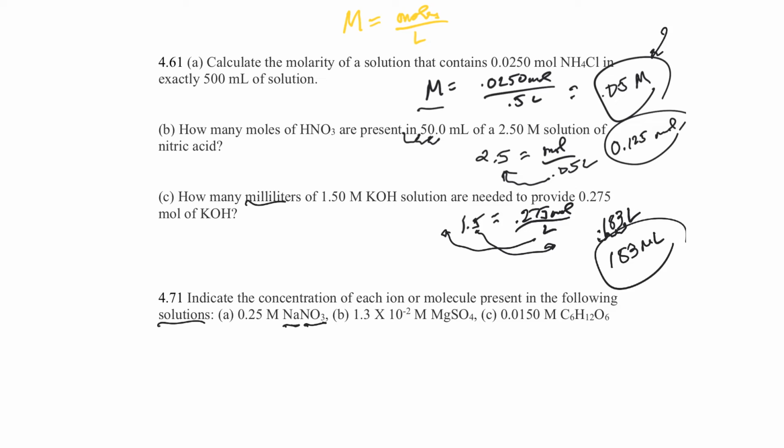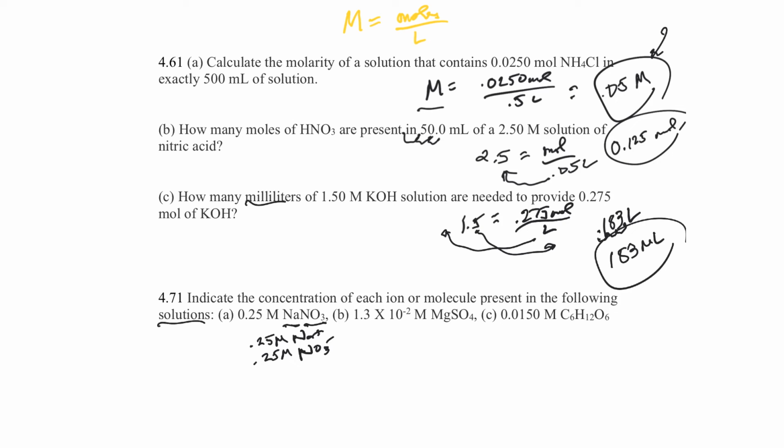That means if I have 0.25 molar of the molecule, that's like a peanut butter sandwich. I have 0.25 moles of peanut butter sandwiches. I have 0.25 moles of the left bread and 0.25 moles of the right bread. That means that this is going to be 0.25 molar of the sodium, and I'm going to have 0.25 molar of the nitrate ion as well.